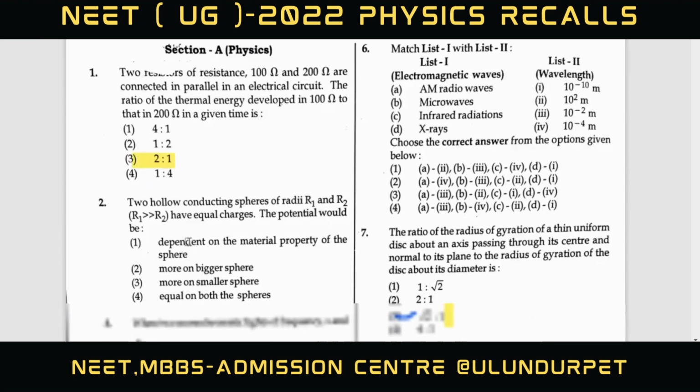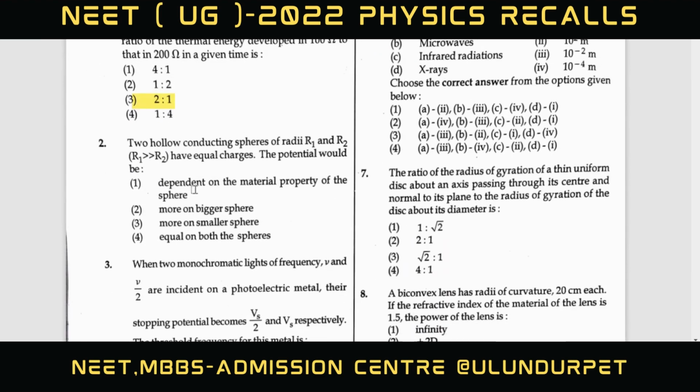Second question: two hollow conducting spheres of radii R1 and R2 have equal charges. The potential would be. The answer is option 3, more on the small sphere.